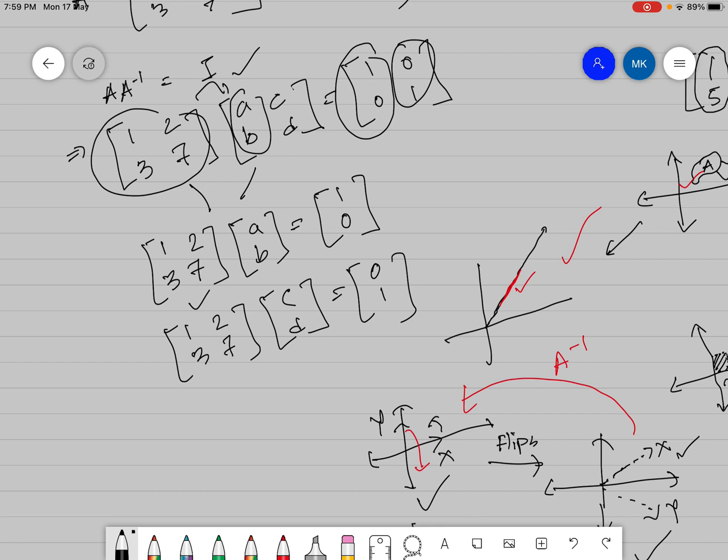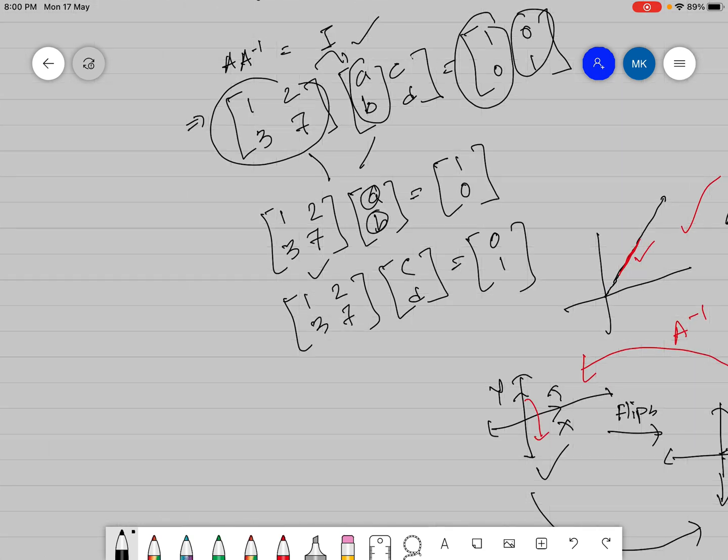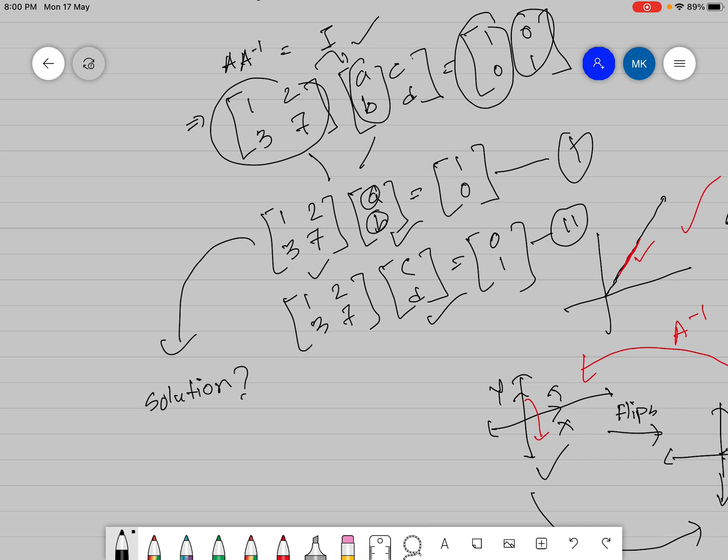So how can I do it actually? How can I solve for A and B? Let's say this is equation 1 and this is equation 2. So what should be the solution? How can we find the solution of A, B and C D? So we actually showed you a solution method in the previous lecture, that is the Gauss-Jordan elimination.